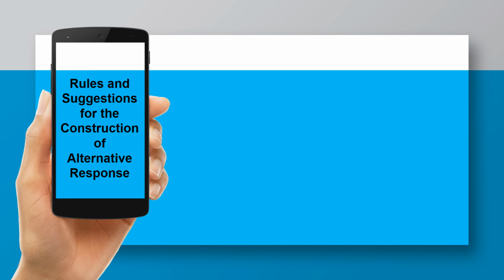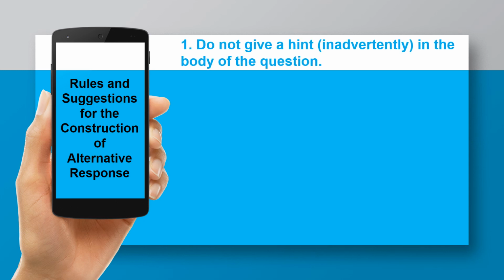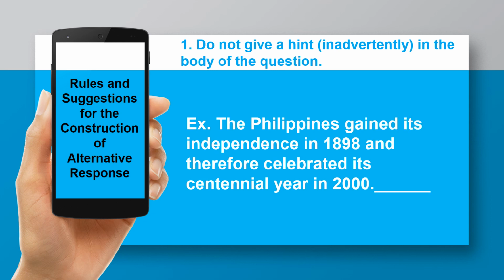Rule number 1. Do not give a hint, inadvertently, in the body of the question. For example, the Philippines gained its independence in 1898 and therefore celebrated its centennial year in 2000. Is it true or false? And which part of the statement gives an unintentional hint? So the year 1898. If we are to revise this statement, we should not include 1898 in the statement, since it is the job of the students to know that year, so that they can determine whether the statement is true or false.